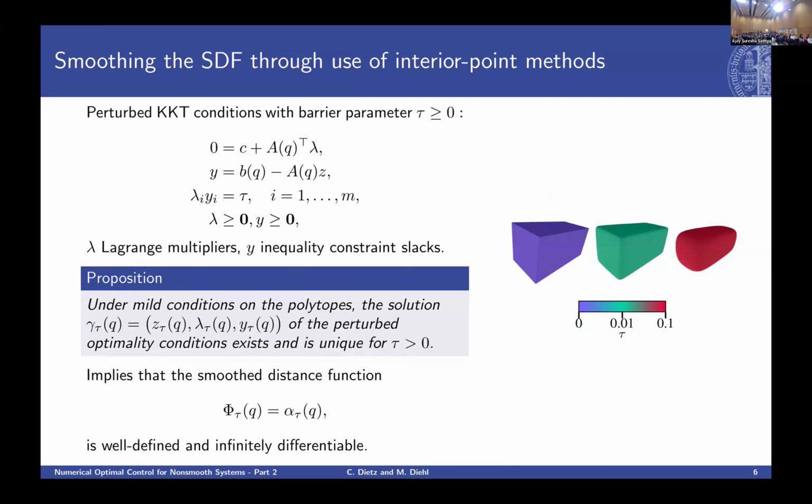So for tau 0, one obtains the exact KKT conditions. For tau bigger than 0, the perturbed KKT conditions are a perfectly smooth set of equations, which then yields a unique primal-dual solution, which we can then use to evaluate the objective function of the linear program and use as a now smooth distance function, which is infinitely differentiable.